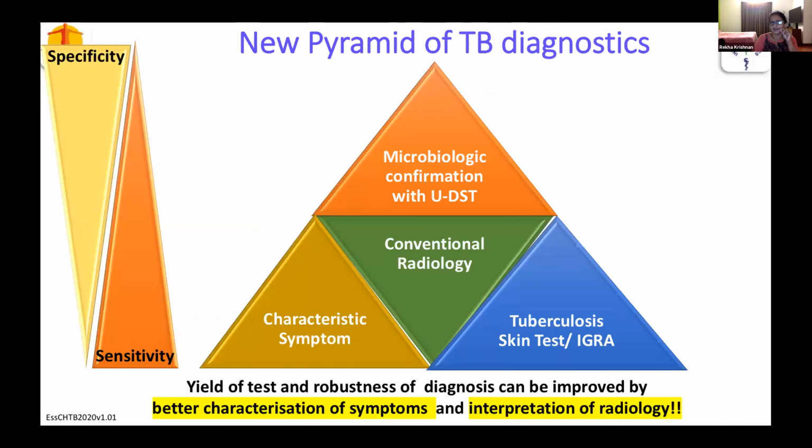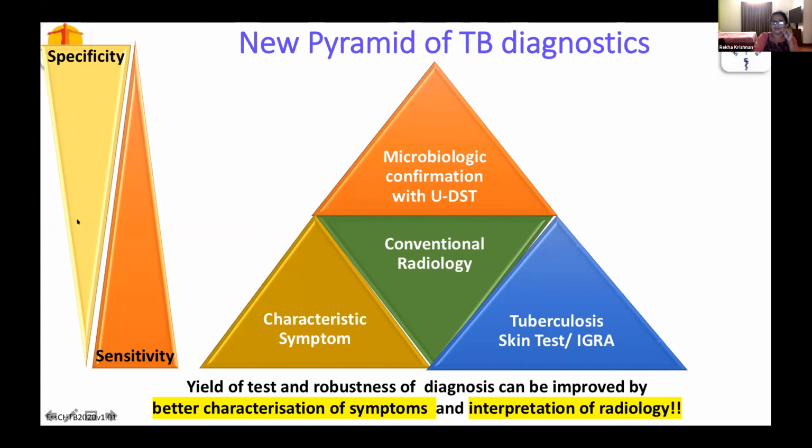Already Geetha madam has shown this. You can see that characteristic symptoms are down here. The tuberculosis skin test is on this side, and in the center there is the radiology, and on the top is the microbiological confirmation with universal drug susceptibility testing upfront. So lower down it is sensitive, but higher up it is specific.